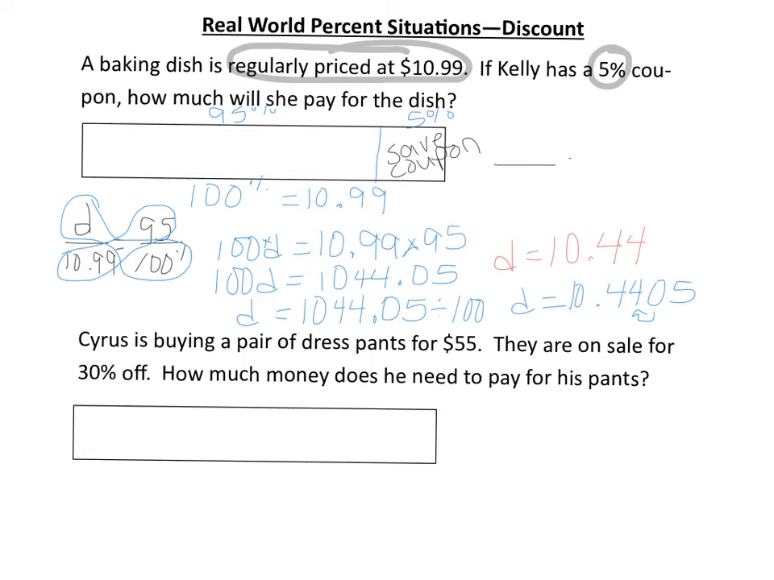If we were to do our equation, the percentage we're solving for is 95%, which is 0.95. Move it twice. And the whole amount, 100% of the cost, is $10.99. And we want to know the price. Therefore, we just have to multiply $10.99 times 0.95. Again, rounding because we're dealing with money.